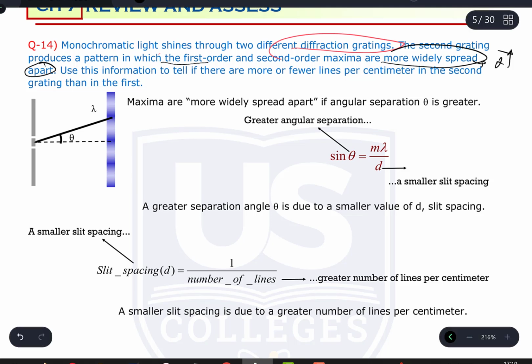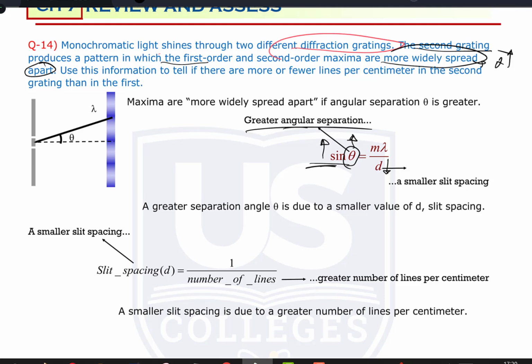The second grating has a larger theta, that is, a greater angular separation. To make this greater, sine theta must be greater. To make sine theta greater, d must get smaller. Why do I go by d?